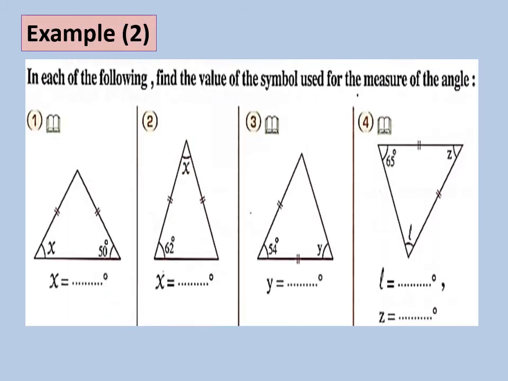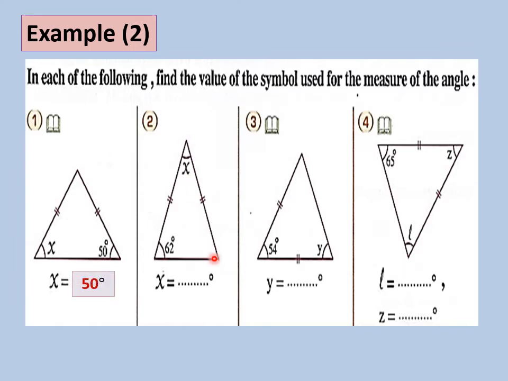Example 2. Find the measure of unknown angle or value of x and y according to the given. In the first, we have two equal sides, then x will equal 50 because the base angles are congruent.